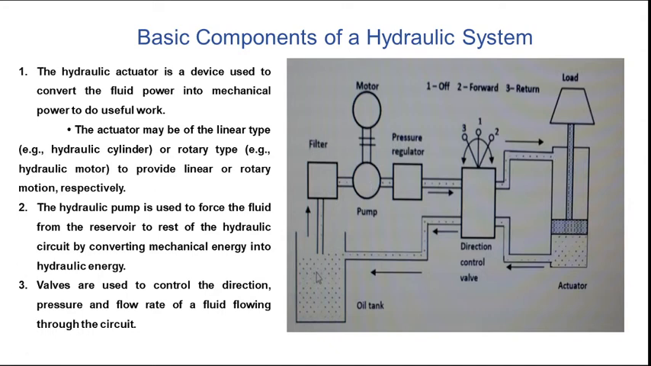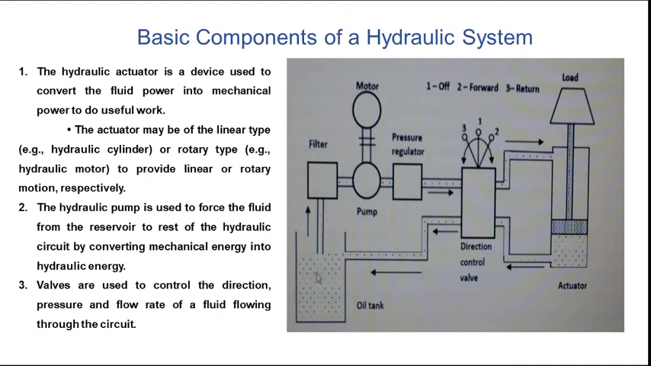Let us try to understand the working mechanism of hydraulic circuit. The hydraulic actuator is the device used to convert the fluid power into the mechanical power to do the useful work. The actuator may be the linear type like hydraulic cylinders or rotary type hydraulic motors to provide the linear or rotary motions respectively. The hydraulic pump is used to force the fluid from reservoir to the rest of hydraulic circuit by converting mechanical energy into the hydraulic energy.